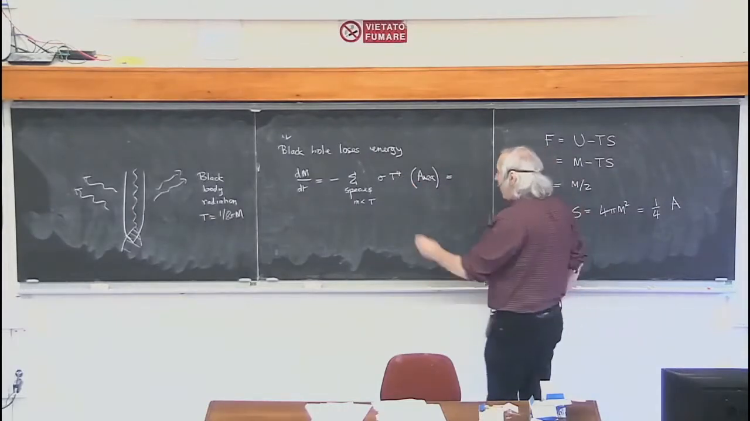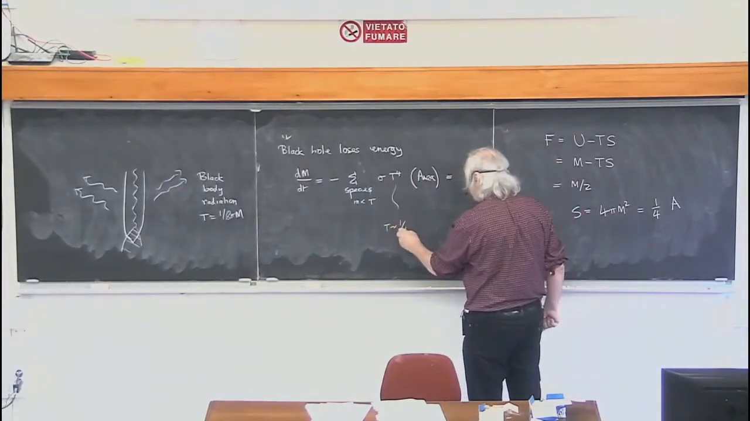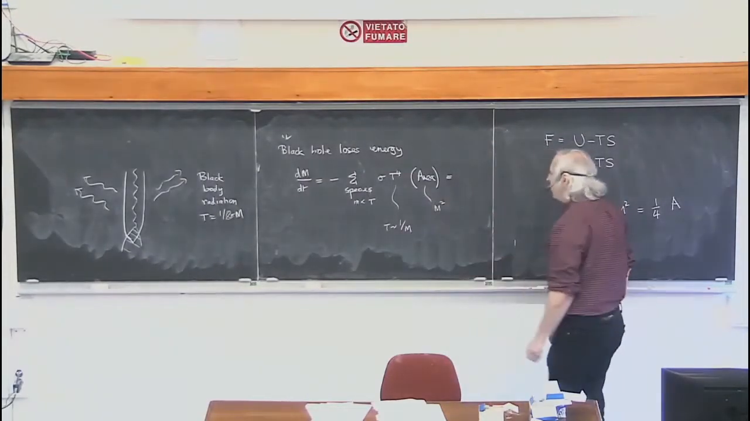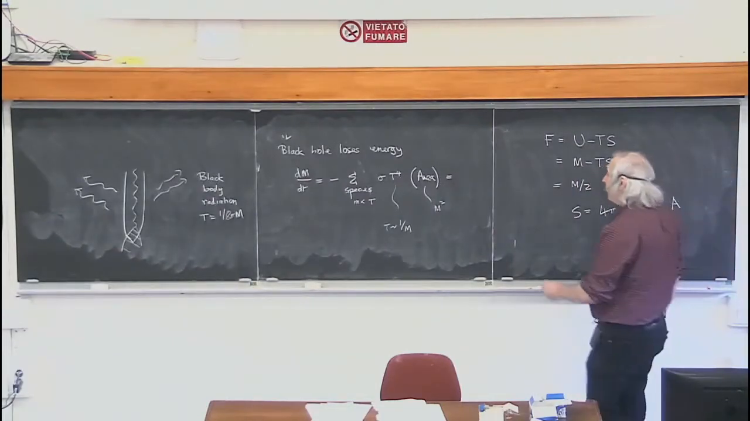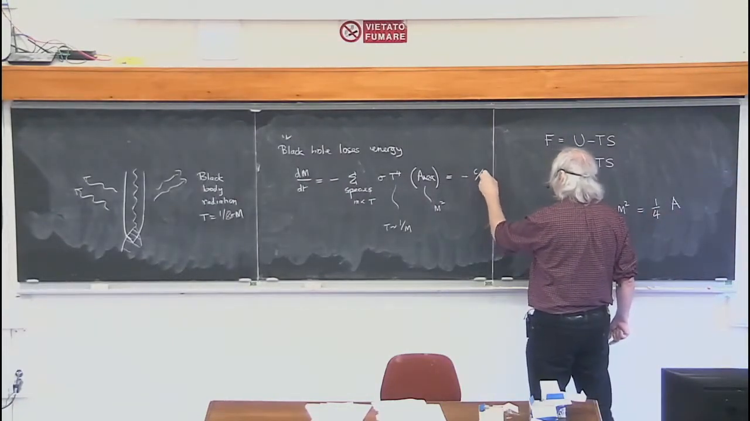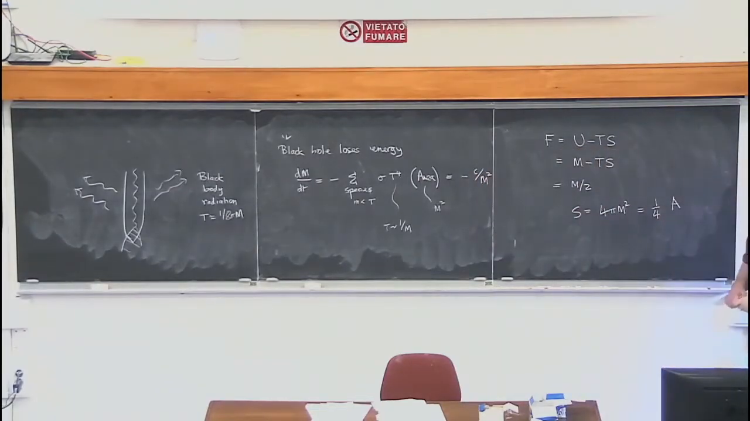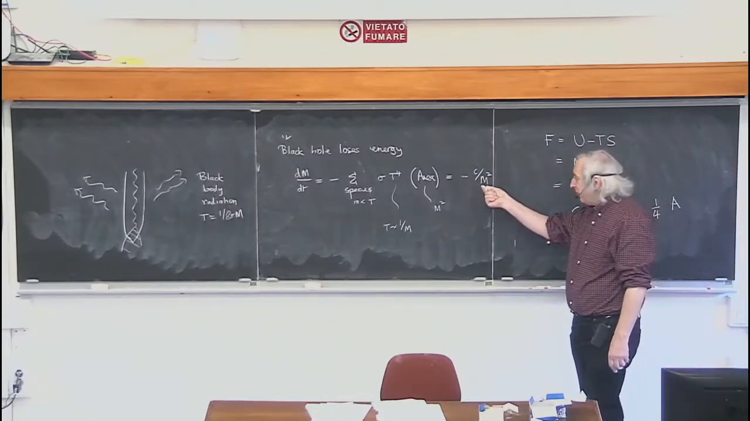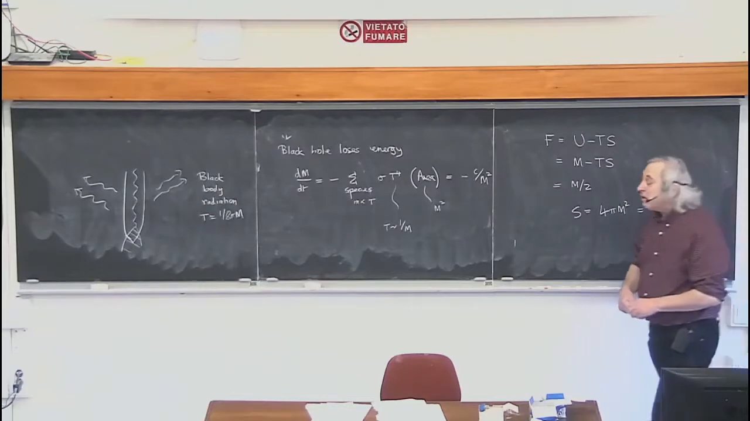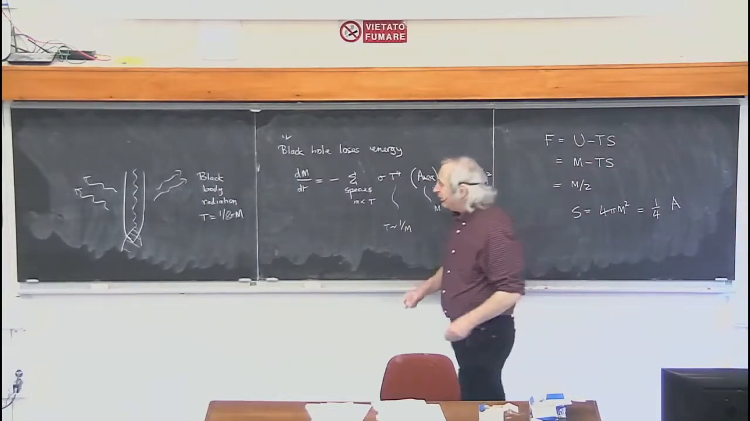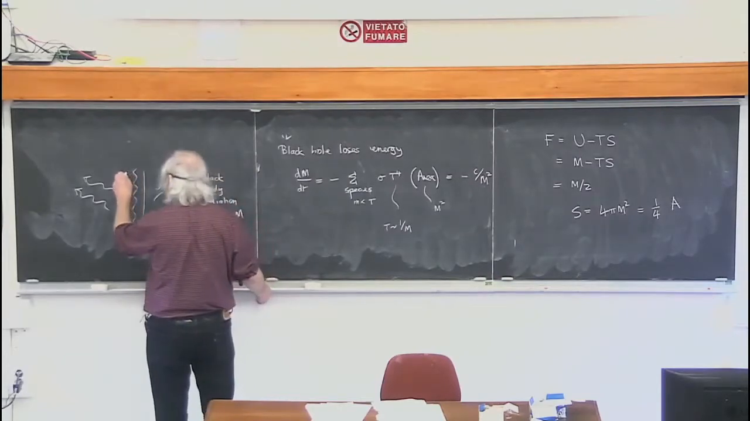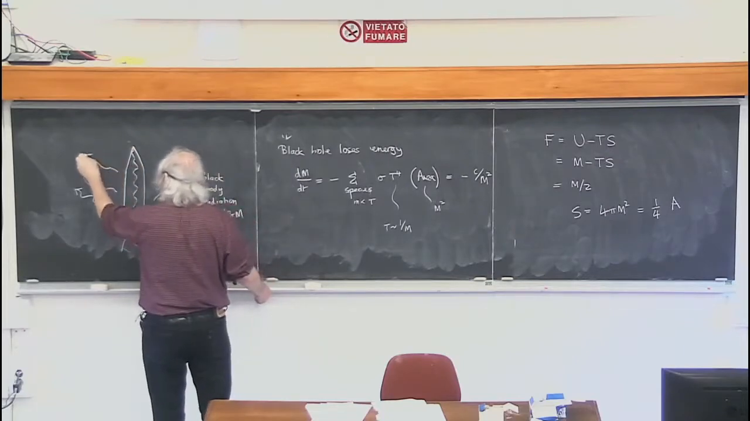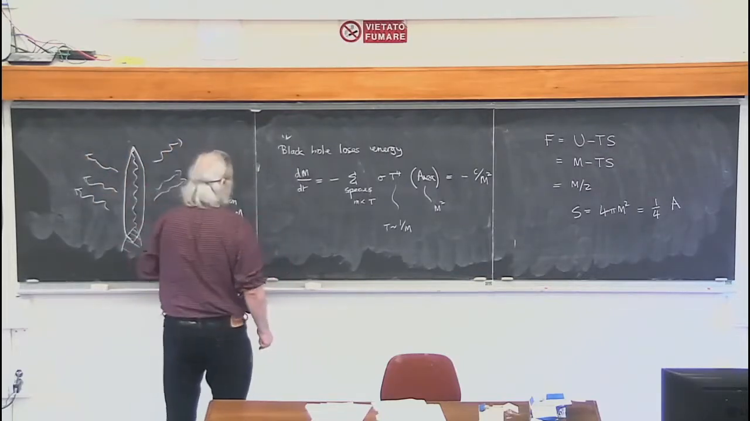T looks like 1 over m. The area looks like m squared, and so this whole expression looks like minus some constant over m squared. So what happens is that the thing loses mass, and as its mass decreases, the rate of loss of mass increases. That's because its temperature increases as the mass goes down. So there will be an explosive evaporation process, and then eventually you're left with nothing but radiation.